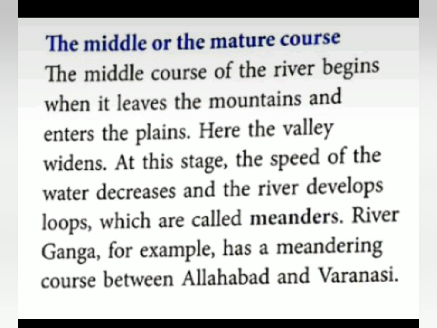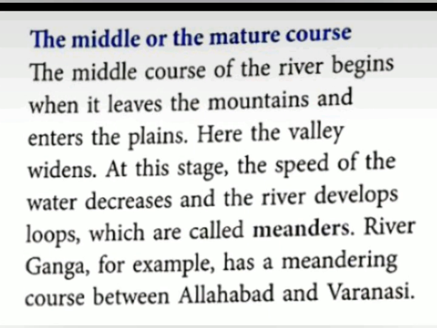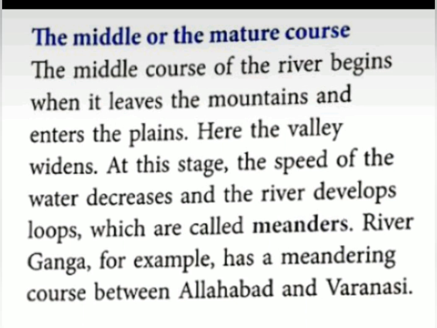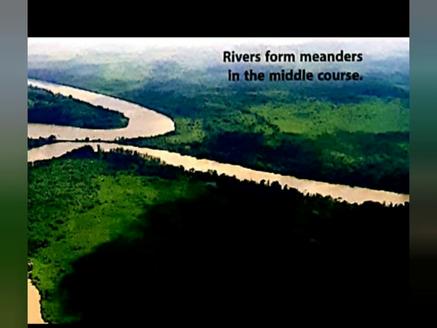Now number 2, the middle or the mature course. First was upper. Upper means the river's speed is very high. Now what happens? The speed becomes a little bit slow, because now from the mountains the river has entered into the plains. The river begins when it leaves the mountains and enters the plains. Here the valley widens. At this stage the speed of the water decreases, and the river develops loops which are called meanders. River Ganga is the best example of that.